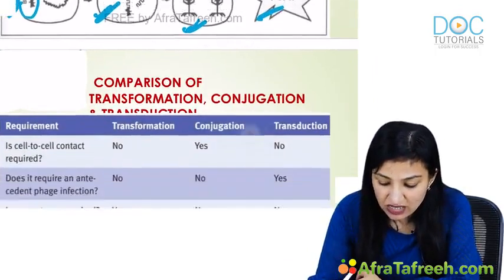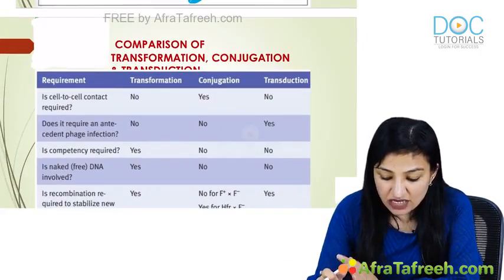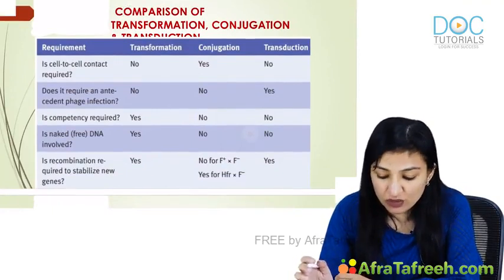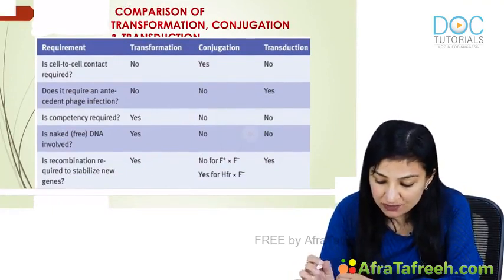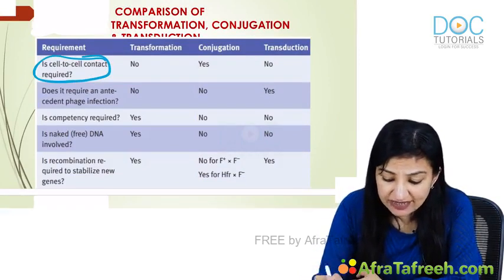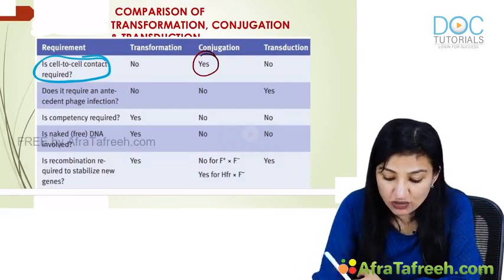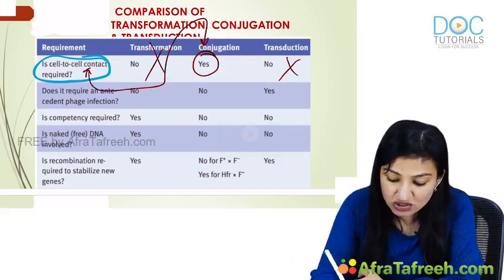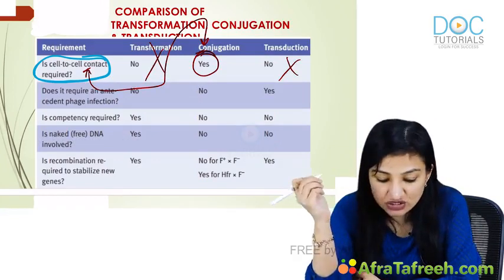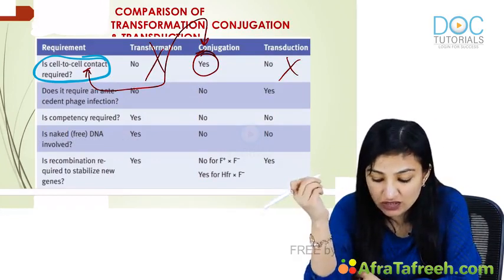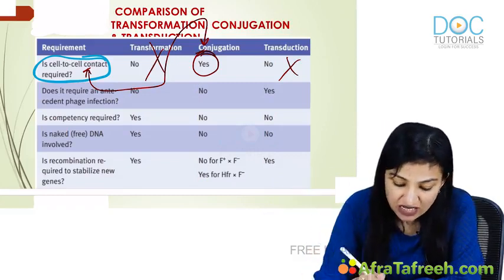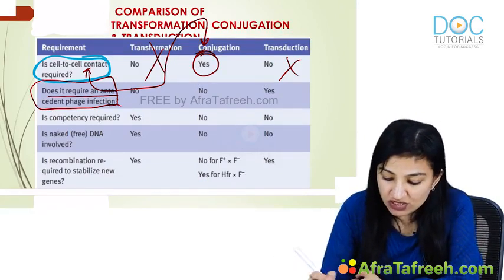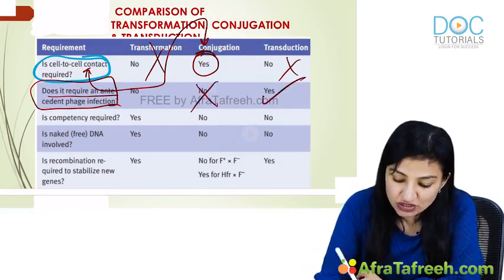Now that we have covered transformation, transduction and conjugation, let us see the important differences between these three. Is cell to cell contact required? It is required only in conjugation, not in transformation or transduction. Remember, C for contact, C for conjugation. We saw how a conjugation tube or bridge is formed between two bacterial cells during conjugation. Does it require an antecedent phage infection? Phage I have spoken to you about only during transduction, not in conjugation or transformation.